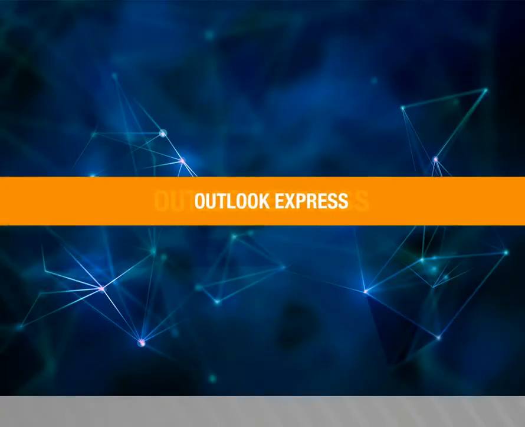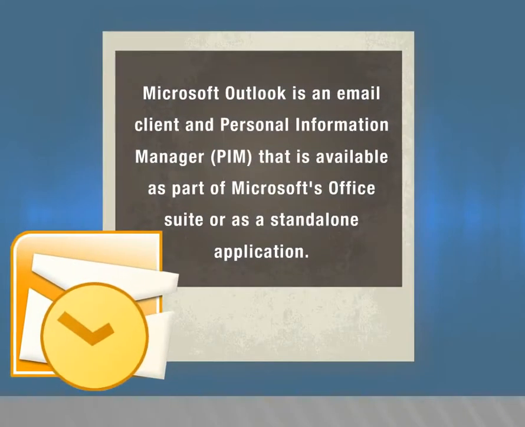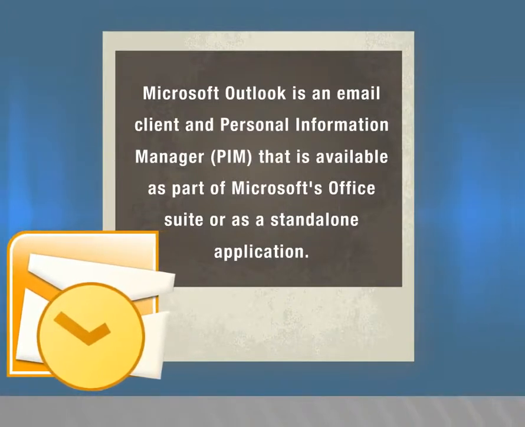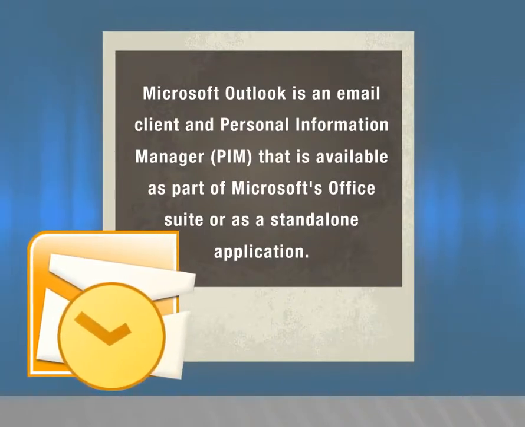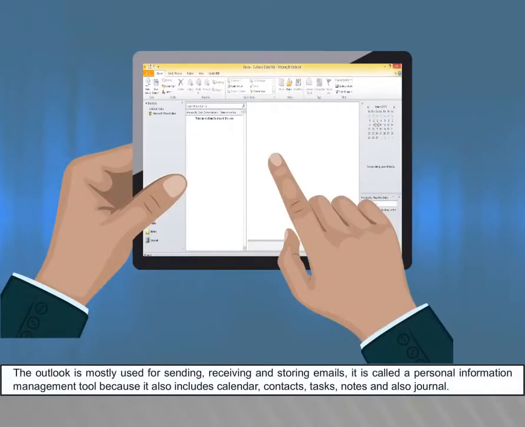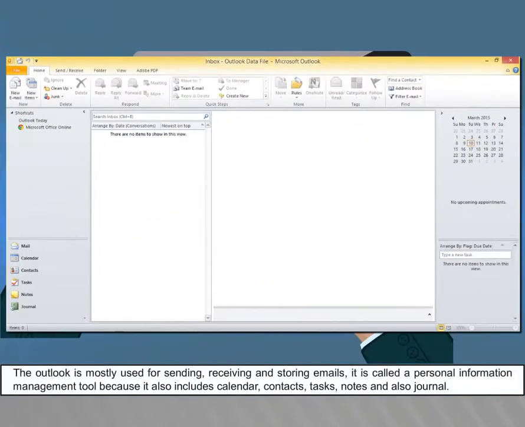Outlook Express. Now let us see the process of Outlook Express. Microsoft Outlook is an email client and personal information manager, that is PIM, that is available as a part of the Microsoft Office suite or as a standalone application. Outlook is mostly used for sending, receiving, and storing emails. It is called a personal information management tool because it also includes calendar, contacts, tasks, notes, and also journal.